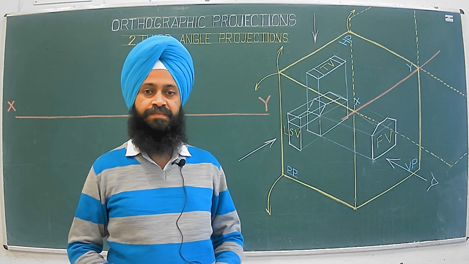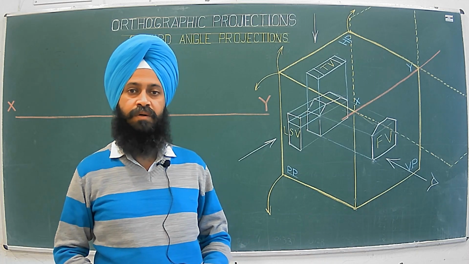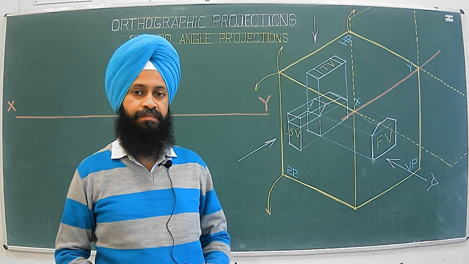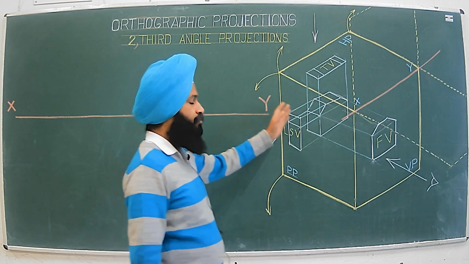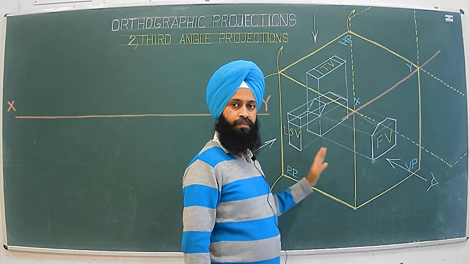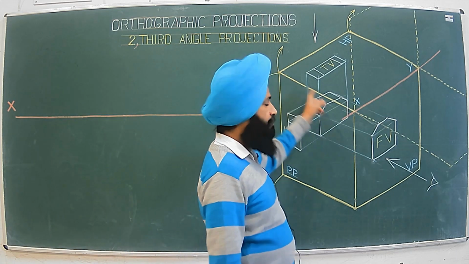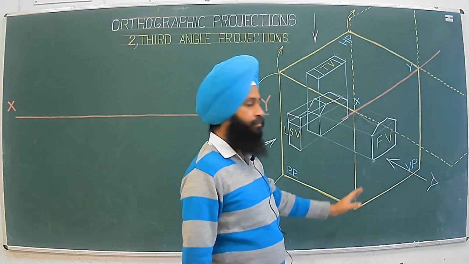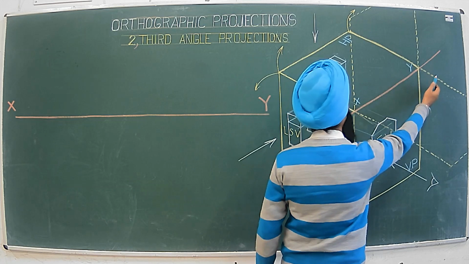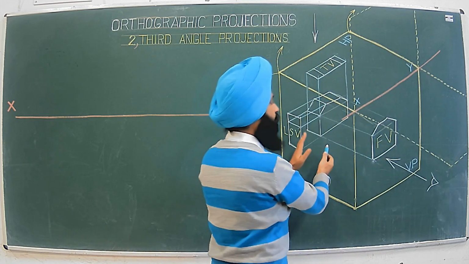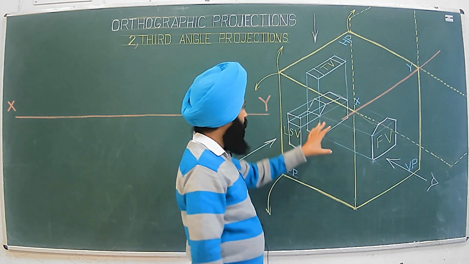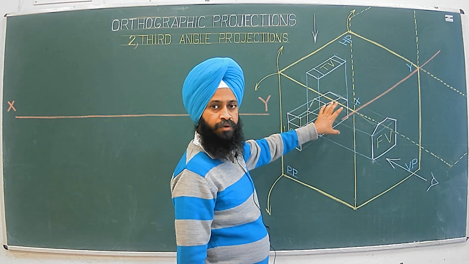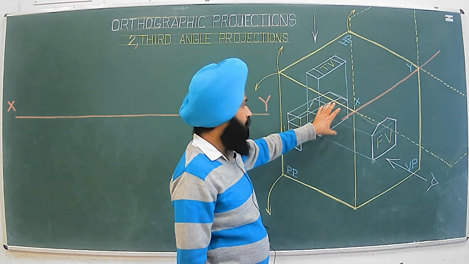Welcome students. In this video we will learn about third angle projection. So this is the arrangement for third angle, right? We can see the horizontal plane and vertical plane. This is the first quadrant, second quadrant, and now we are in the third quadrant. Our object is lying in the third quadrant.